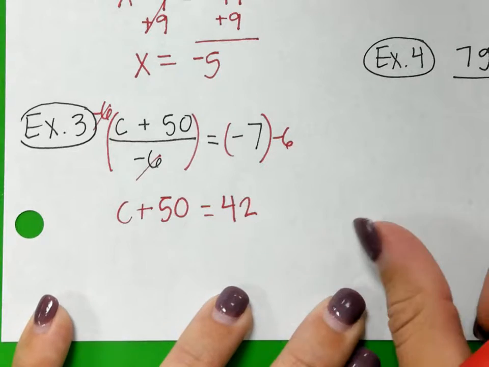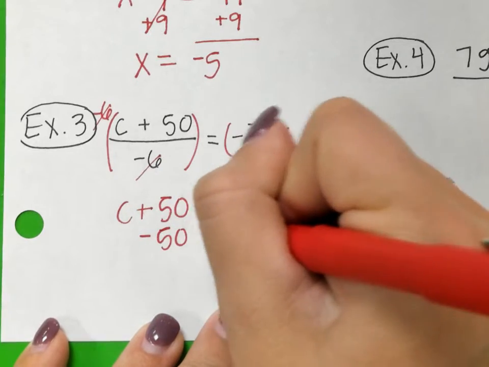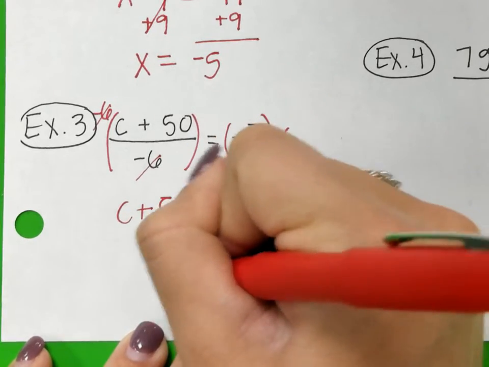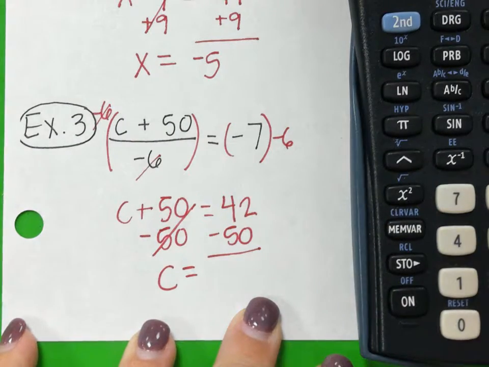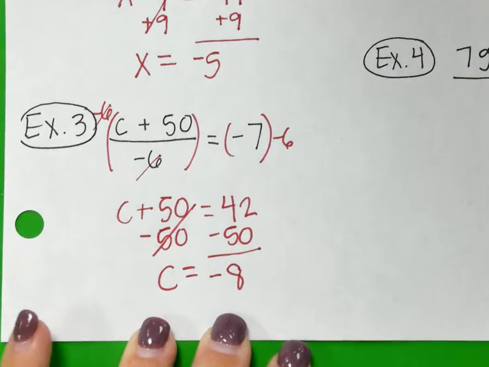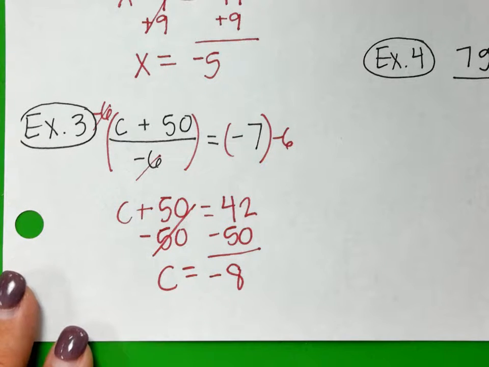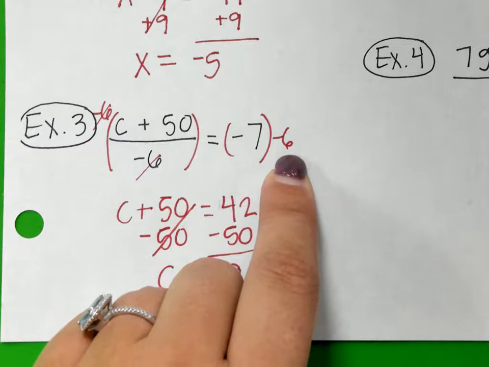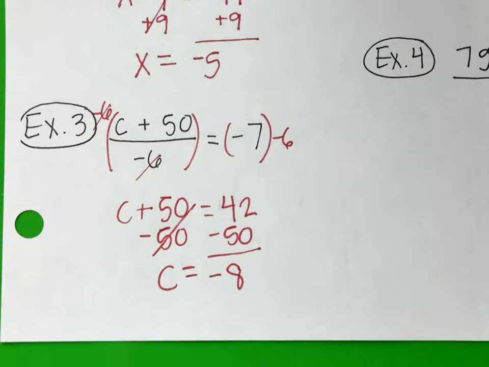Okay. Good. Then I need to subtract 50 from both sides. So c is equal to 42 minus 50. It's negative 8. Remember, you're actually subtracting those two. Remember, negative 7 times negative 6. A negative times a negative always gives you a positive. A negative times a positive gives you a negative. But two negatives multiplied always give you a positive.